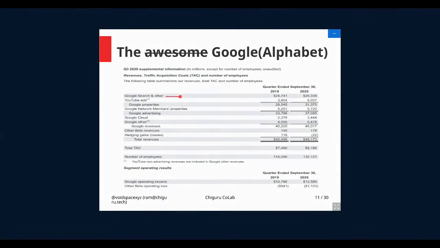Now, Google search and other things. Google search, from all of our understanding, is not something any of us pay for. But in September 2020, that generated revenue of $26,300 million. It's important to note all of this is in millions. They have mentioned it here. YouTube advertisements got nearly about $5,000 million. Google properties, again an advertisement thing, brought in about $31,000 million. Google network member properties brought in again $5,700 million. So overall, Google advertising is about $37,000 million of the total that they have gotten.